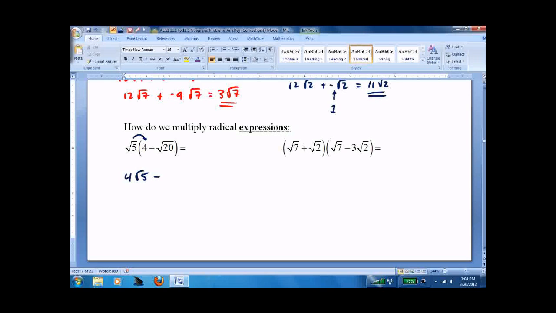Root 5 times root 20. We're multiplying root 5 and root 20. We can put them under the radical. 5 times 20 is 100. Think we're done? Never. 4 root 5 minus 10. And this I would accept, but some evil math teachers might not. They usually want the rational part before the irrational part. But either way, I'll take it.